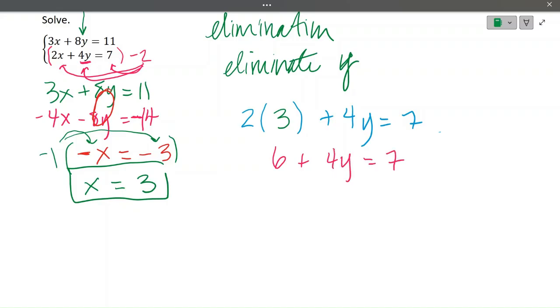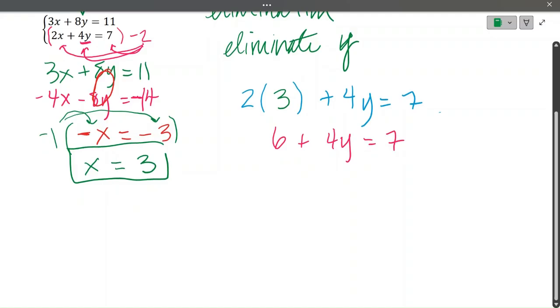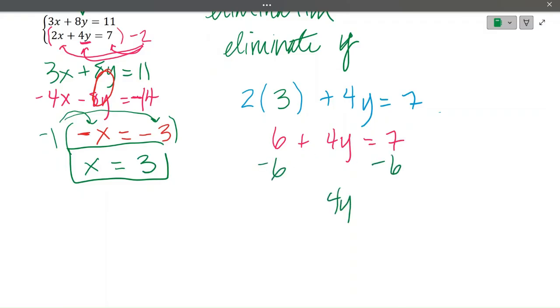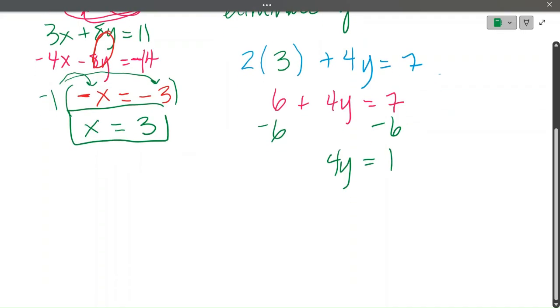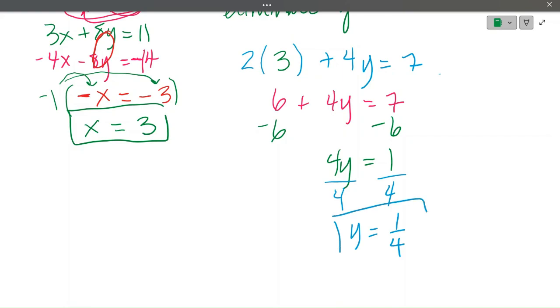And now I'm going to follow the order of operations to solve this. So I'm going to work PEMDAS backwards because I am moving things across the equal sign. So the addition and subtraction I have is this 6 because I'm trying to get y by itself. So I'm subtracting 6 from both sides. When I do that, I get 4y equals 1. And now I'm going to do any multiplication or division. 4 is being multiplied by y, so I'm going to do the opposite of multiplication, which is division, and y equals 1/4. So my solution is 3 and 1/4, which we could write as a coordinate pair.